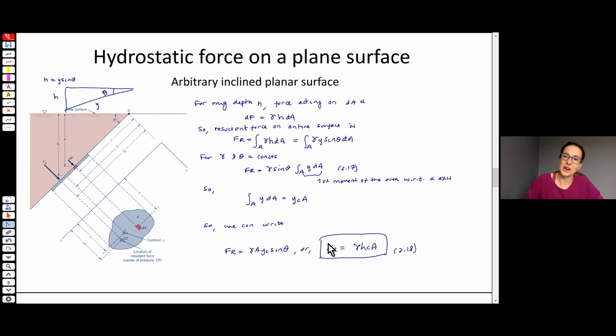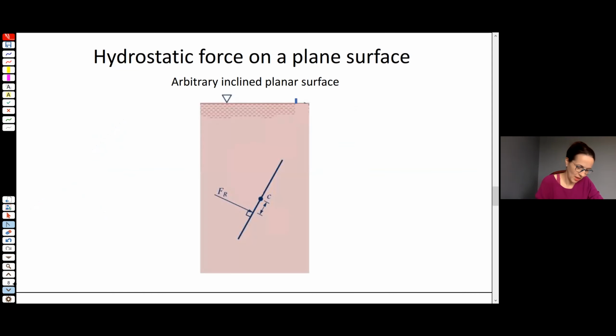All right, so if we want to calculate the resultant force on a submerged planar surface, we find out at what depth the centroid of the area is located, use that depth to calculate the pressure by multiplying it by gamma of the fluid, and then multiply by the entire surface area of the submerged surface. Okay, it's equation 218.